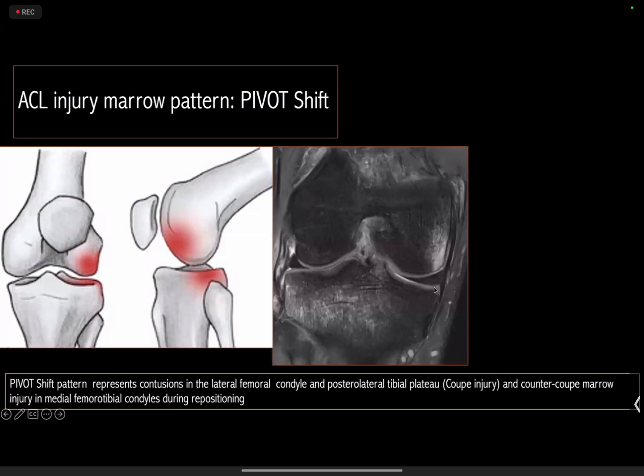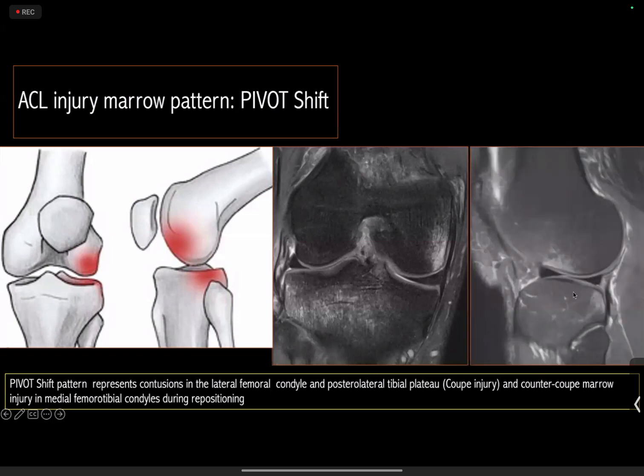So I always prefer to see it in a coronal plane, where I would find the presence of the marrow contusions, and I would use the sagittal plane also to identify the coup and the countercoup type of marrow contusions. And with this type of marrow injury, if the intensity of the trauma is on a higher side, there would be an impaction fracture, which may be a common accompaniment when we are dealing with an ACL tear.